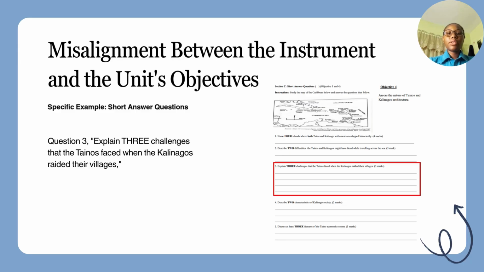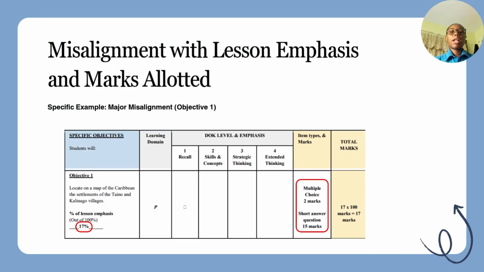Section D, which was the true and false and the matching, these sections align with their respective objectives. And now I'll be looking at the misalignment with the lesser emphasis and the marks allotted. So there was major misalignment with Objective 1.